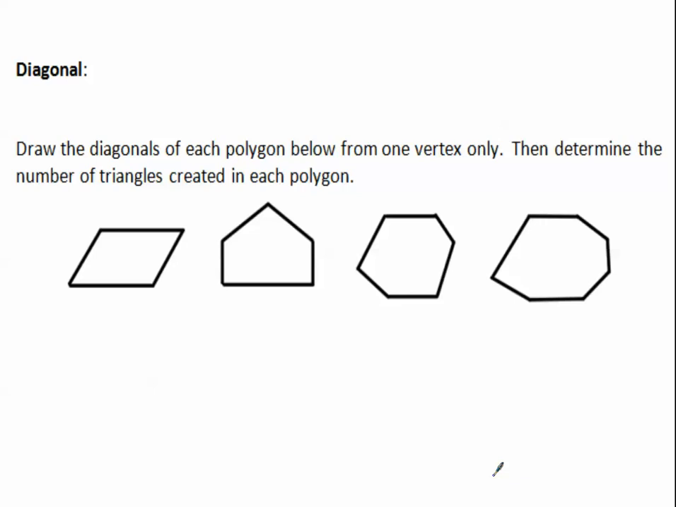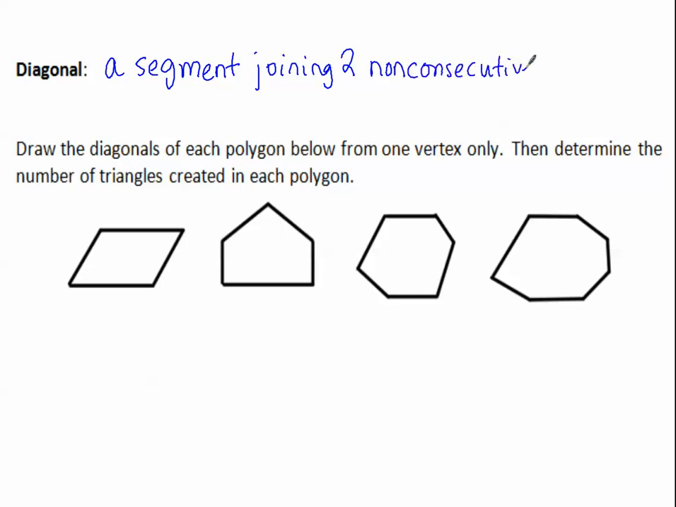Now we begin to focus on the angle measures in polygons. Let's begin with what a diagonal means, because we're going to use that to help us tell about angle measures. A diagonal is a segment joining two non-consecutive vertices of a polygon.